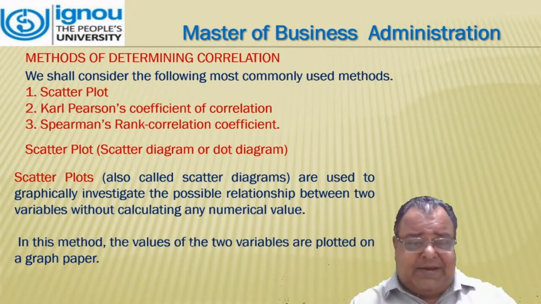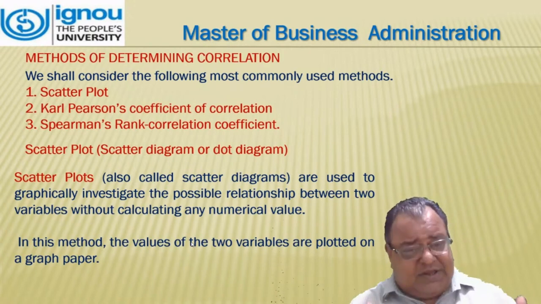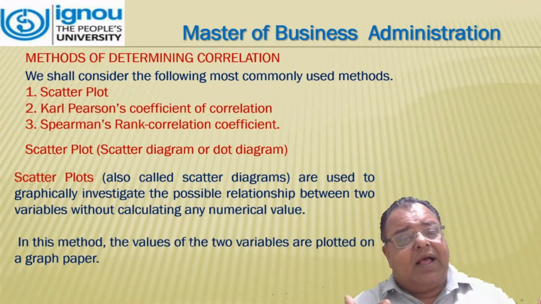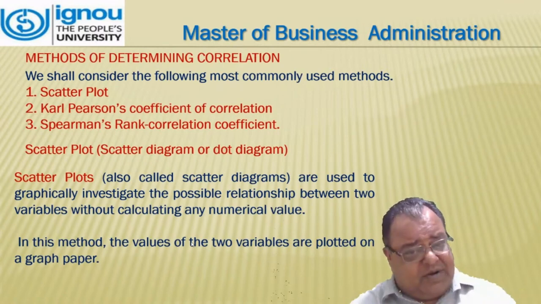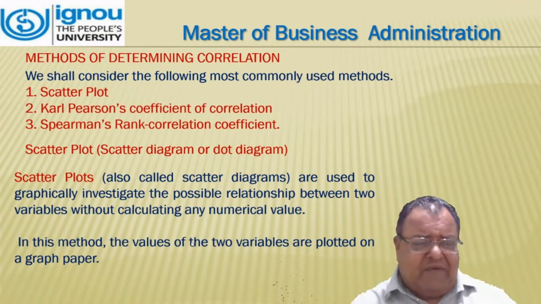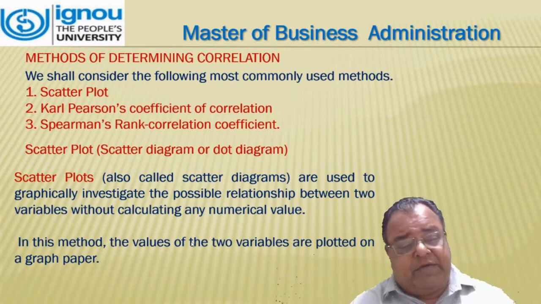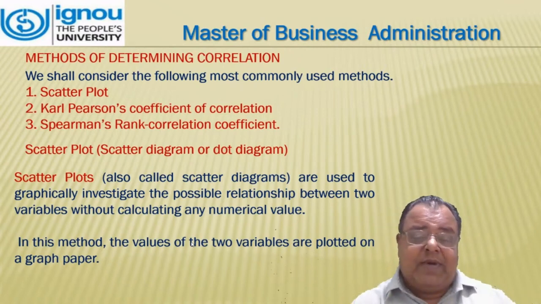We normally get numerical on this part because it is analysis of the data given. So we will start with scatter plot. Scatter plot is basically used to graphically investigate the possible relationship between the two variables without calculating any numerical value.